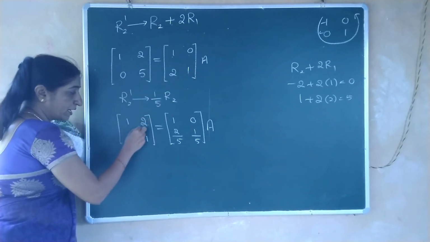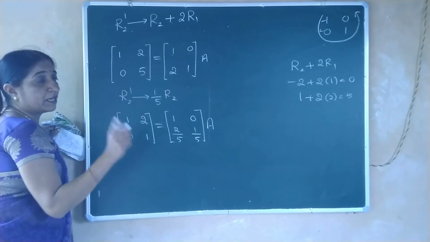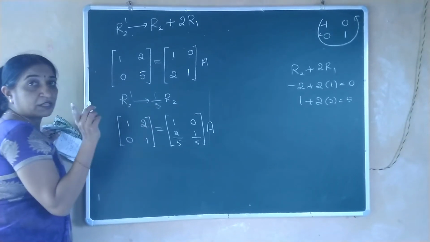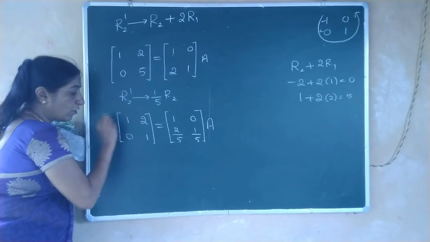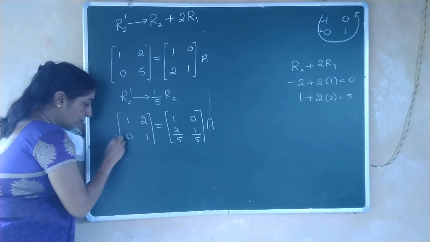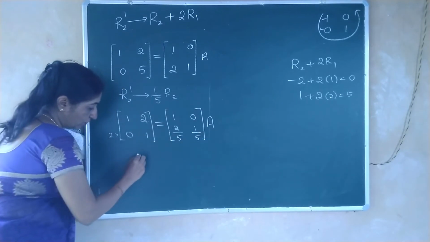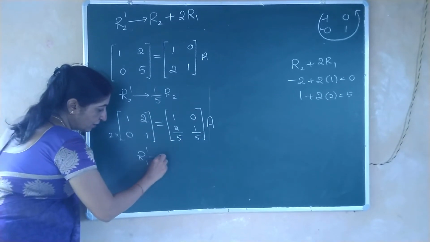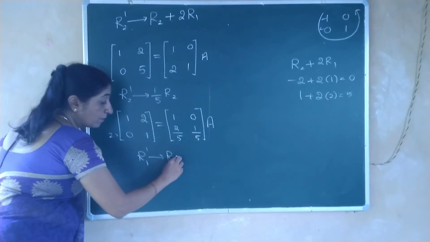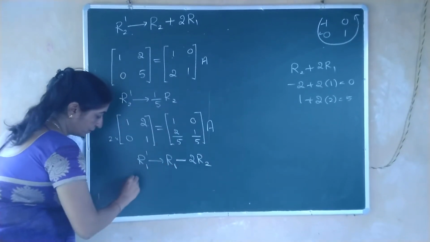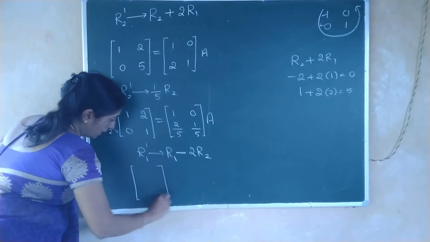Now we have to make it 2 as a 0. When you are making 2 as a 0, go for addition or subtraction. 2 has which side? Plus. So we have to go for minus. And the same number we have to multiply here. Understood? The same number we have to multiply for second row. R1 dash is R1 minus, because it is a plus 2, minus 2 into R2. Keep the second row as it is.